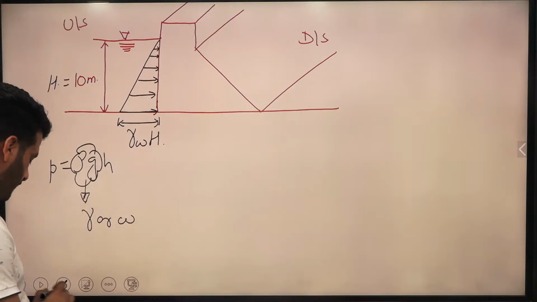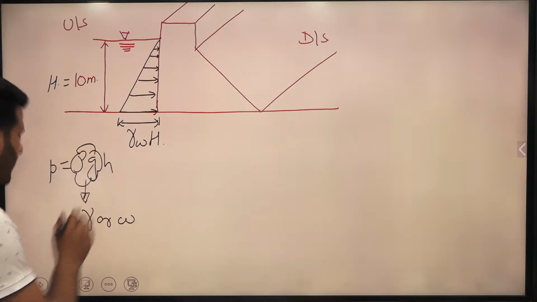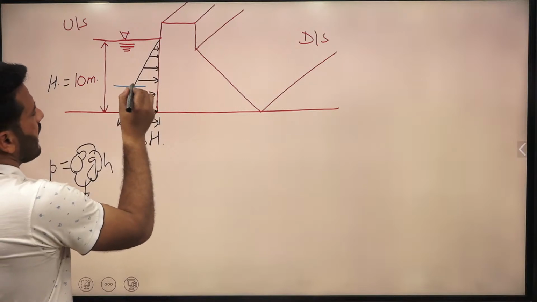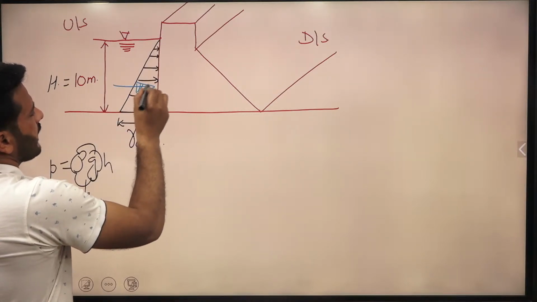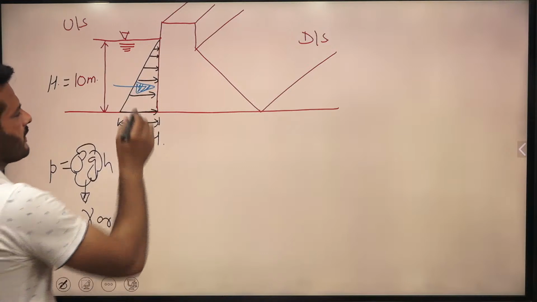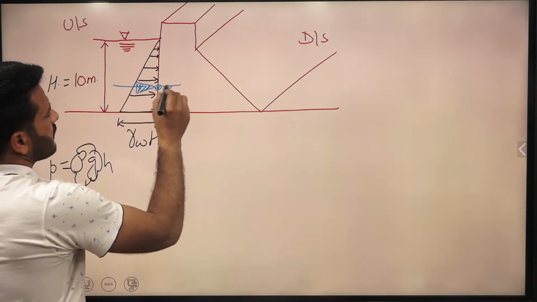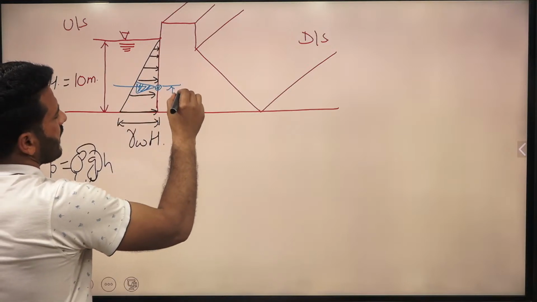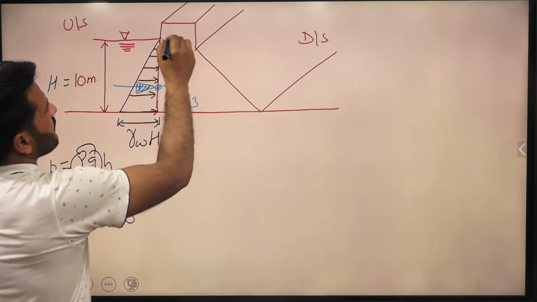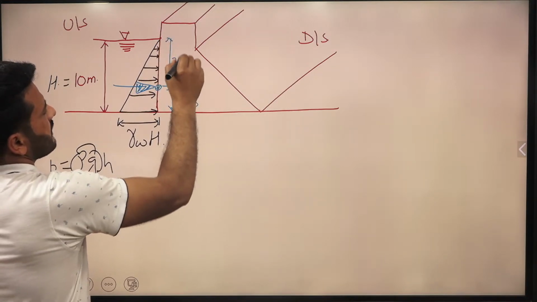Fine. So where will the total pressure act? We have this triangular pressure formation, so it will act at this point. This is your centroid. So from the base we have h by 3, and from the apex we have 2h by 3. Right? This we know very well.